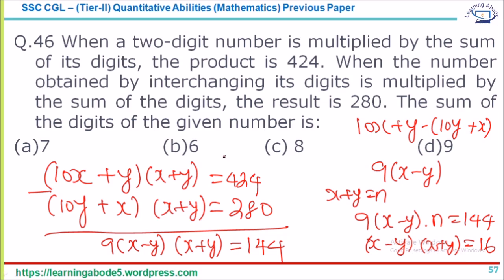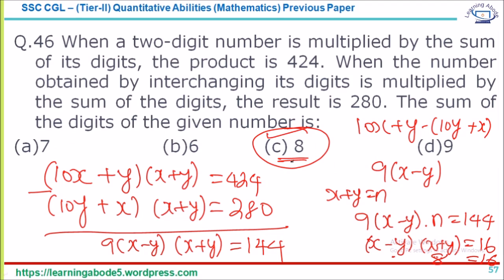Now what is asked is the sum of the digits. Just consider these two: x minus y and x plus y, and the product should be 16. Just look at the given options, and anyhow these are integer values. Among the given options, only 8 is possible for x plus y. So the only possible number that can give 16 here is 8. That way you can conclude fast.